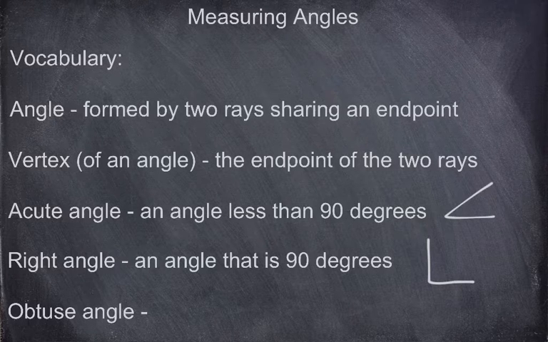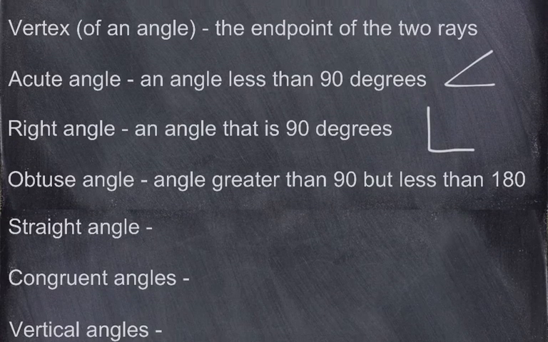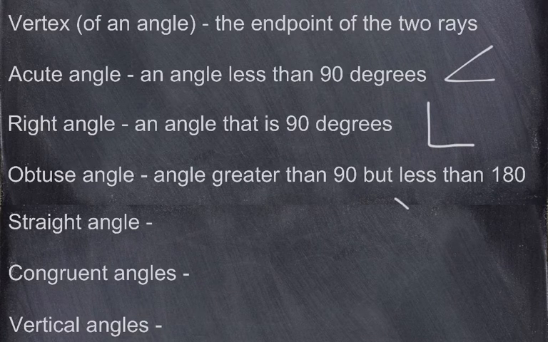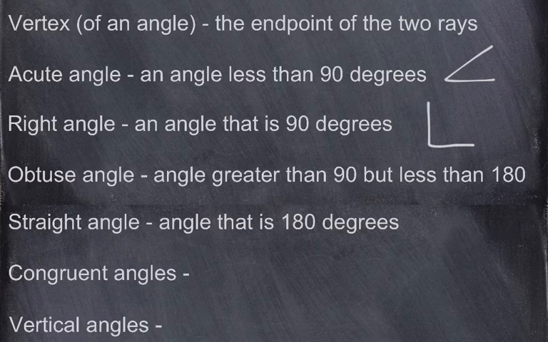so therefore, by process of elimination, an obtuse angle is an angle greater than 90 degrees, but less than 180. So a picture of that would be something like this. It is important to know that it is less than 180 degrees, because an angle that is 180 degrees is called a straight angle. A straight angle is an angle that is 180 degrees. Basically what that is, it makes up a line. So a line technically is a 180 degree angle.